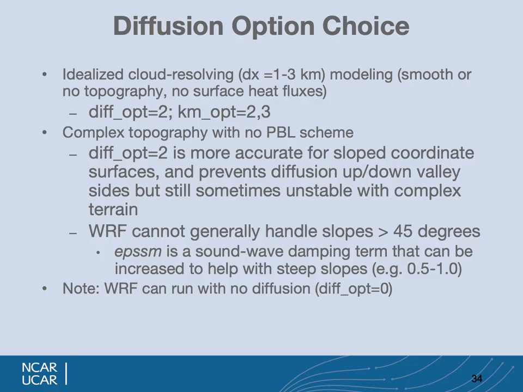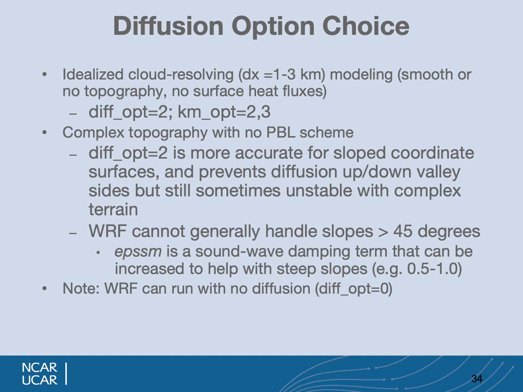For idealized cloud resolving cases of 1 to 3 kilometer grid sizes, we recommend also diff-opt equals 2, KM-opt equals 2 or 3, which is the more sophisticated subgrid turbulence schemes. They work for these grid sizes as well, not just LES. With complex topography, diff-opt equals 2, as I mentioned, is more accurate for slope coordinate surfaces and prevents diffusion up and down valley sides. It still can get unstable with complex terrain.